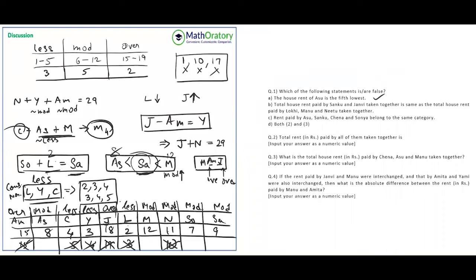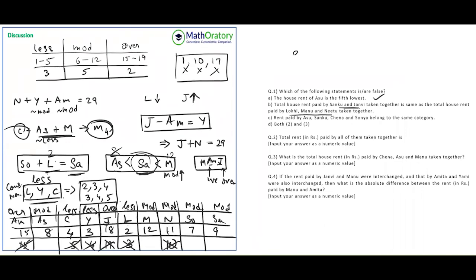B is saying total house rent paid by Sanku and Janvi taken together is same as the total house rent paid by Loki, Manu, and Neetu. So what is Sanku and Janvi? So Sanku and Janvi is 9 and 18. So that is 27. And Loki, Manu, and Neetu.